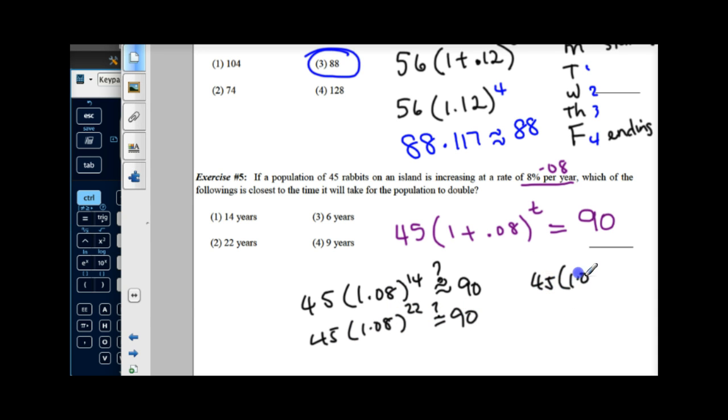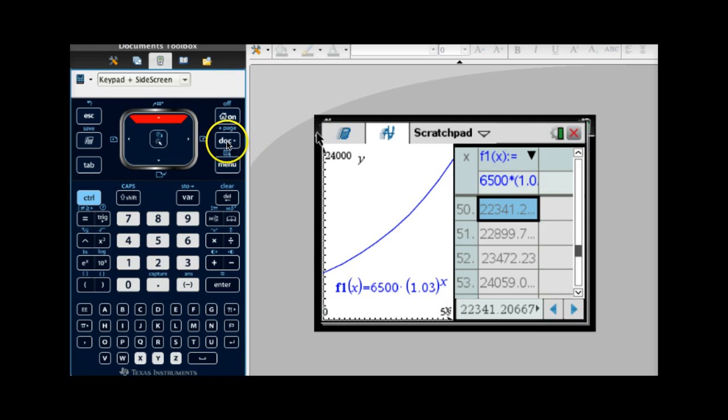45 times 1.08 to the 6th power. Is that 90? And then 45 times 1.08 to the 9th power. Is that 90? This is what you're going to check. You're going to see the last one is approximately 90. It's just plugging in your answer choice. Your other way is to plug this in the graphing calculator and look at where it's really close. I actually like that method, so let's take a look at that really quick before I let you go.